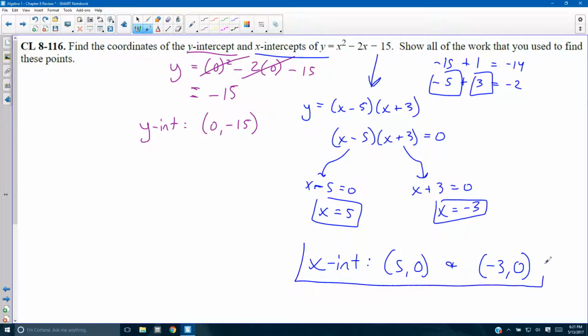And again, x-intercepts are the values of x when y equals 0. That's what I did. I set y equal to 0. And that answered the question, right? Show all the work you used to find these points? All right, I showed it. All of it's there. We're all good.